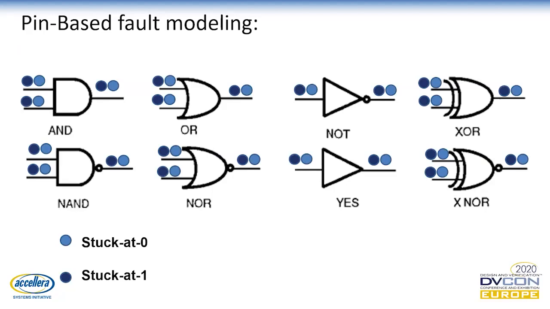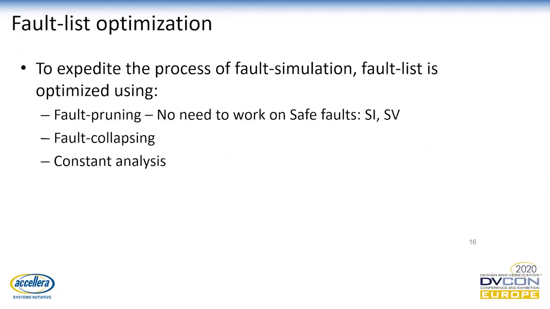Assume that we have multi-million gate designs these days, and the faults will run into millions of faults at stuck at 0, stuck at 1. So you need to have a mechanism to optimize these fault lists to expedite the process of fault simulation. A fault list can be optimized using fault coding, where you actually find out what the safe faults are. In OSP, Optima Safety Platform, we identify them as safe visible or safe invisible.